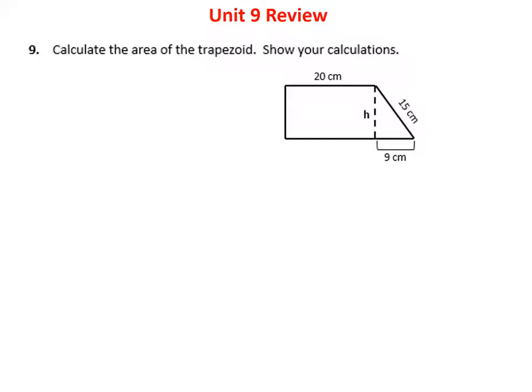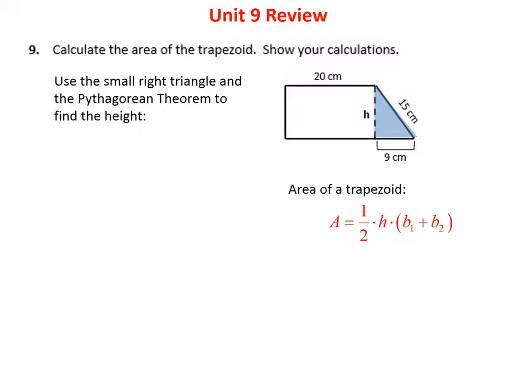Number 9 asks us to calculate the area of the trapezoid. Area of a trapezoid, you remember, is 1/2 the height times the sum of the bases. Now notice we can see the two bases, 20, and then down here 20 plus 9, or 29, but we don't know the height. So once again, we're going to have to use the Pythagorean theorem to find h. See the little triangle here in blue? I have a side of h, a side of 9, and a hypotenuse of 15.